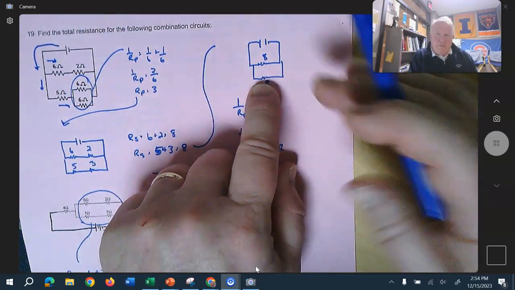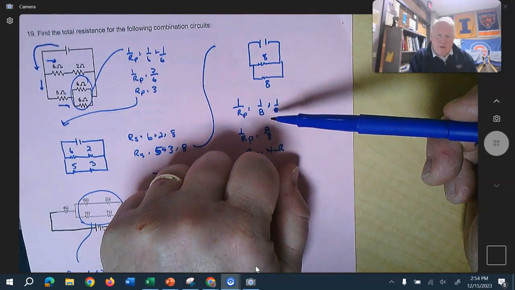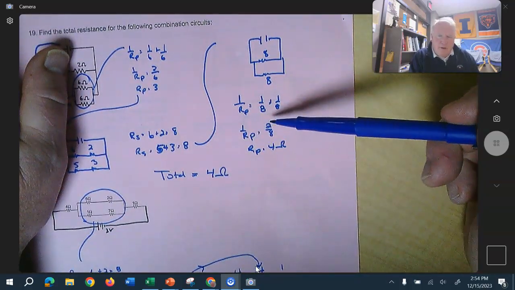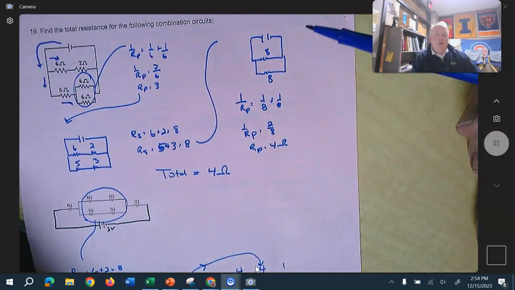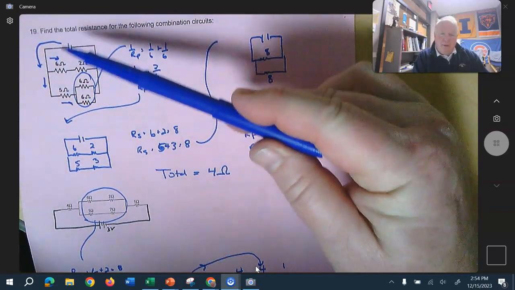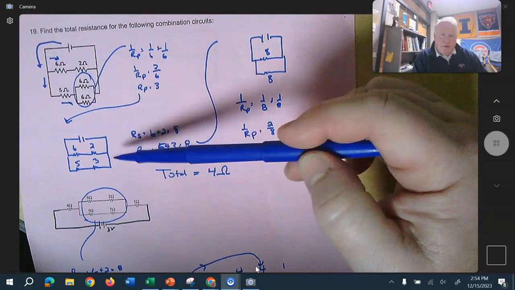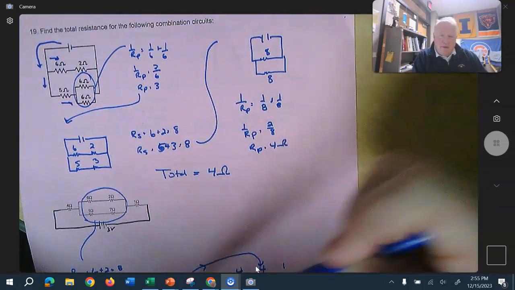And so now we've got a simple parallel circuit. Now we can use our parallel equation to combine these last two. 1 over Rp equals 2 over 8, or Rp equals 4. That's how we do those equations. So it's just step-by-step: go away from the battery, start combining things, redraw, look again, combine some things, redraw, combine some things, and get the answer.